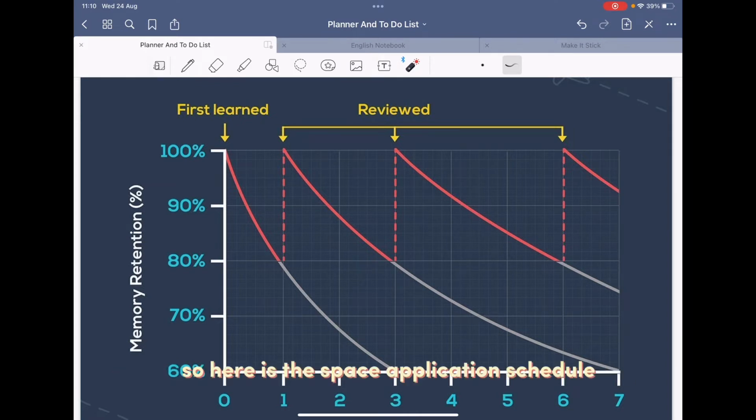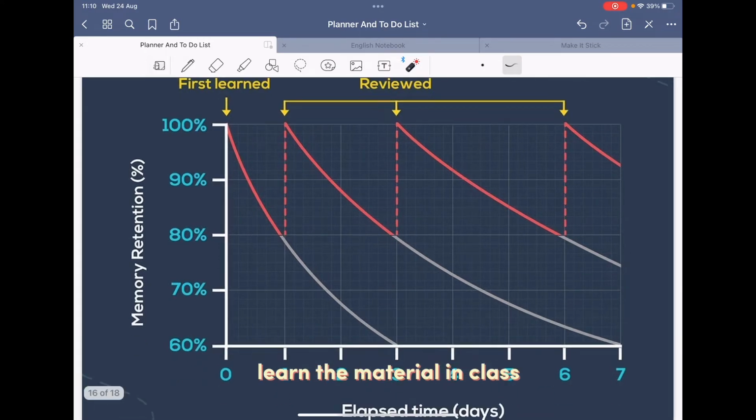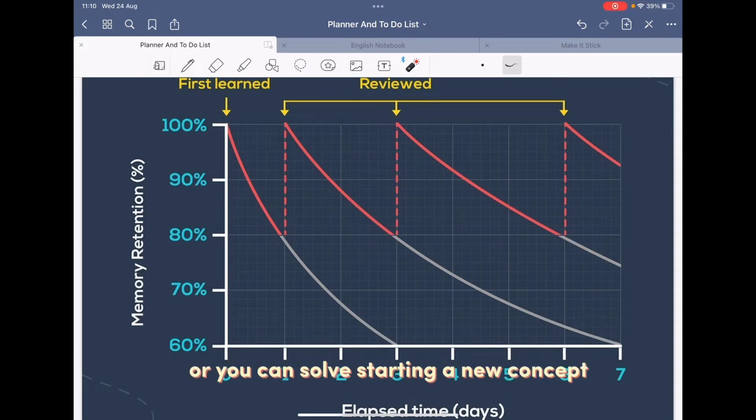So here is the spaced repetition schedule you can try following. Day 1, learn the material in class, or you can self-study a new concept. Day 2, revisit and review your notes, your lecture, your textbook, or just simply answer the questions actively as I've just told you before, or use flashcards. Day 3, like day 2, revisit and review. After 1 week, revisit and review, and after 2 weeks, revisit and review.